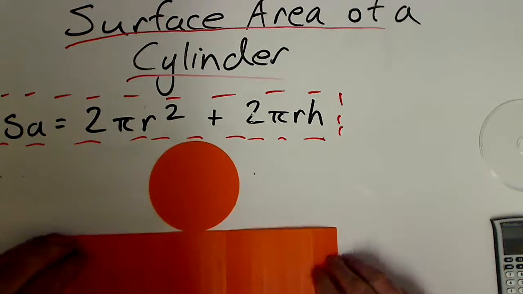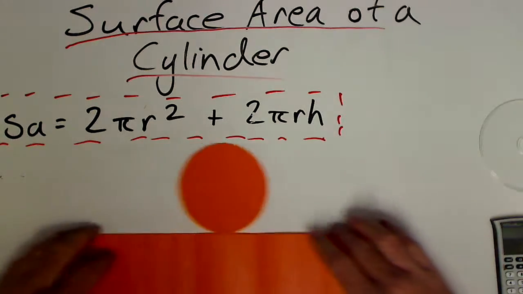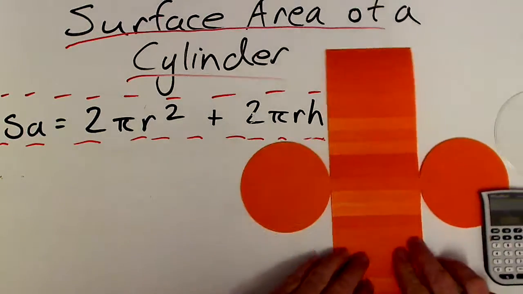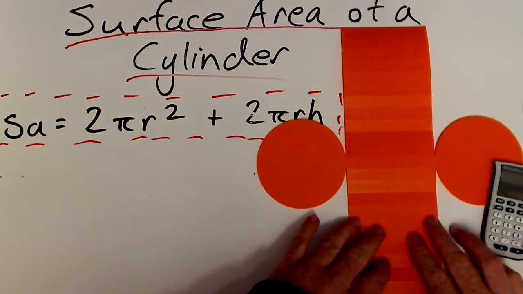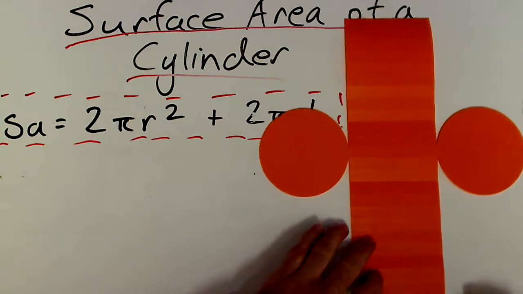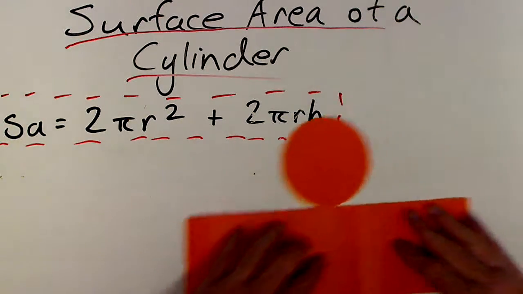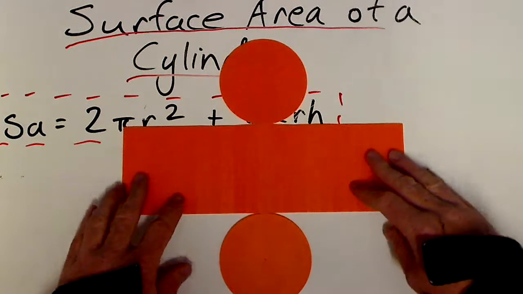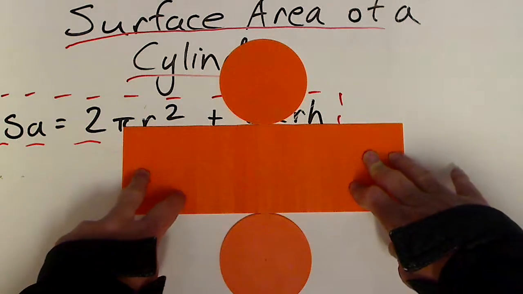And this is the net of my cylinder. I'll see if I can find a place that puts it all in. I don't want to cover up the formula. But there, that's the surface area of a cylinder.